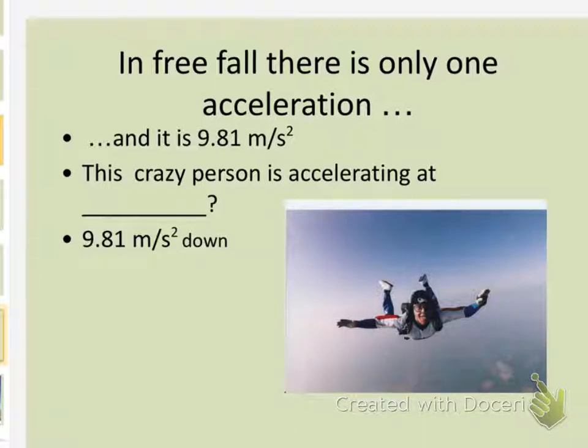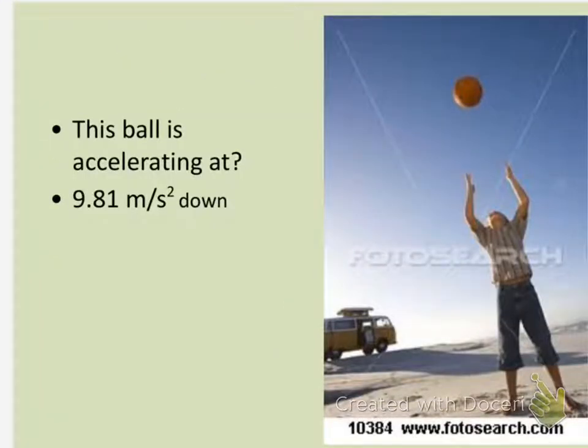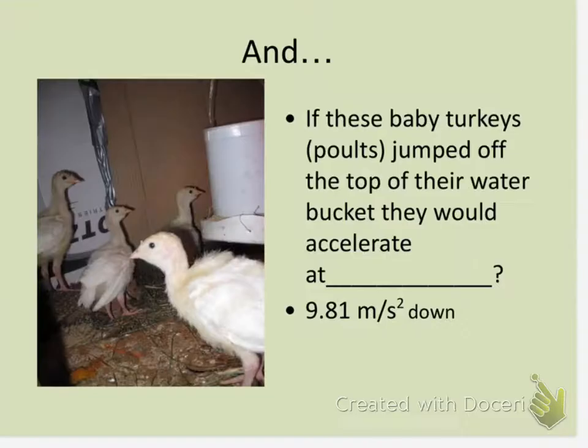Now, this person is actually probably not completely accelerating at 9.81 meters per second squared, down. Why? Air resistance. They're spread out. If they were to do this, they would immediately see that 9.81 meters per second squared downward. We typically do scenarios where we can disregard air resistance. The ball being thrown up accelerates at 9.81 meters per second squared. If they jumped off the top of their water dish, they would accelerate at 9.81 meters per second squared downward.